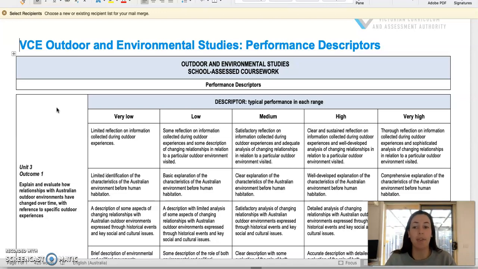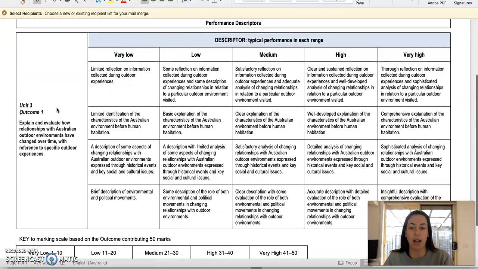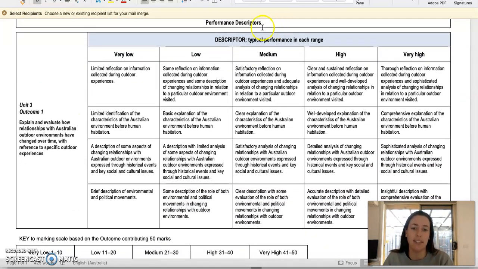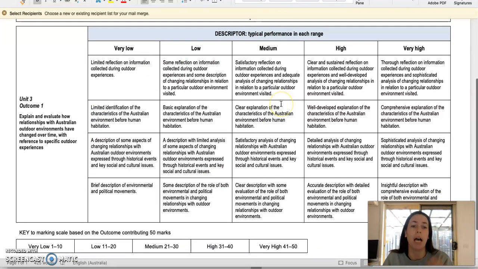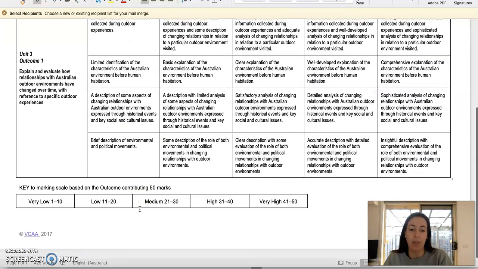So this is an example that's come straight from the VCAA Outdoor Environmental Studies Study Design. Again, I know that we are not talking about VCE, and you guys aren't looking at VCE, but I think it's important for us to recognize where the links are, and it's a great example here. So VCAA have actually provided this for us, and this is for Unit 3, Outcome 1. And it says here, this is typical performance in each range. So these are the descriptors that you might assess a student for. And you've got a key marking scale on the bottom here.